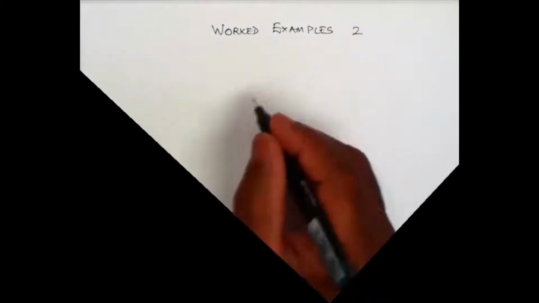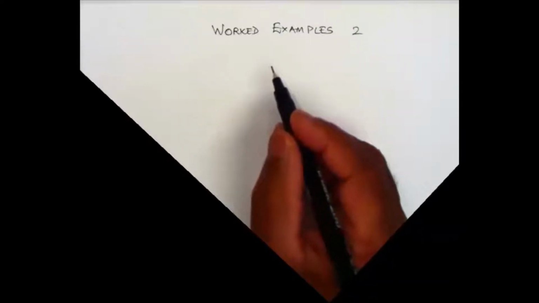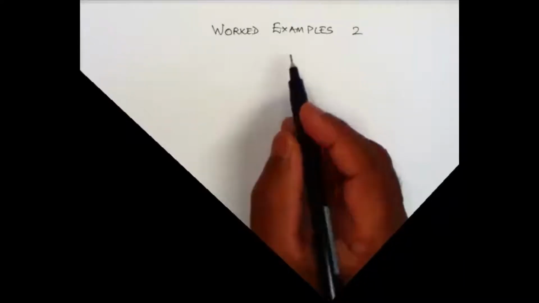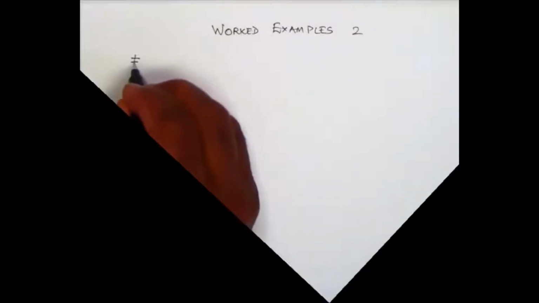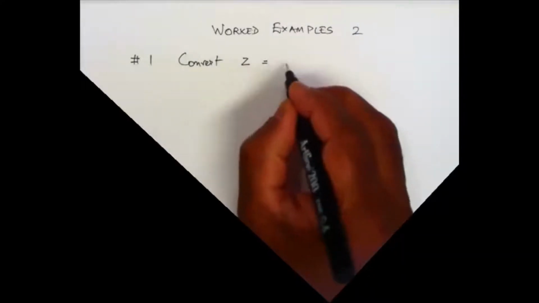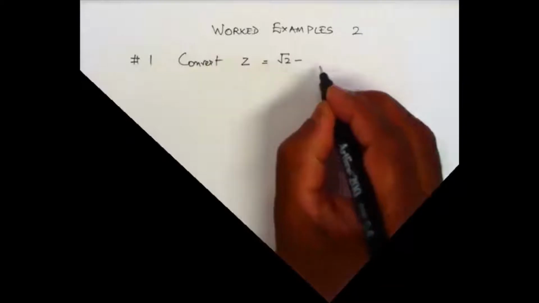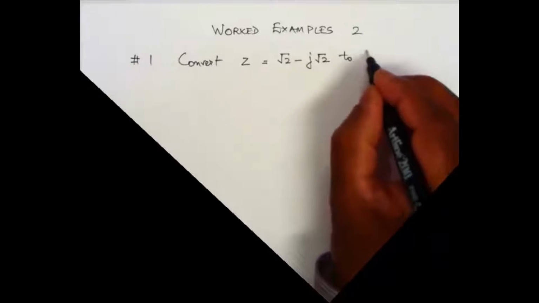This is worked examples second session. Here we will do conversion of complex numbers from rectangular form to polar form. So let's take example number 1. This says convert z, which is equal to square root 2 minus j square root 2, to polar form.